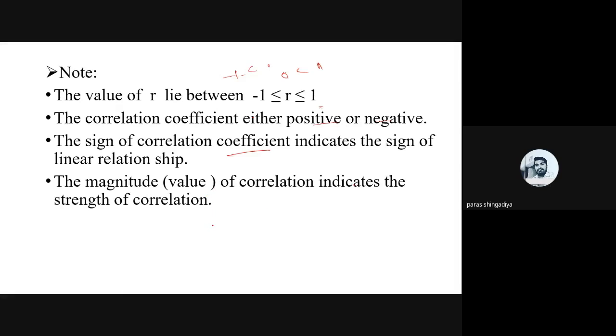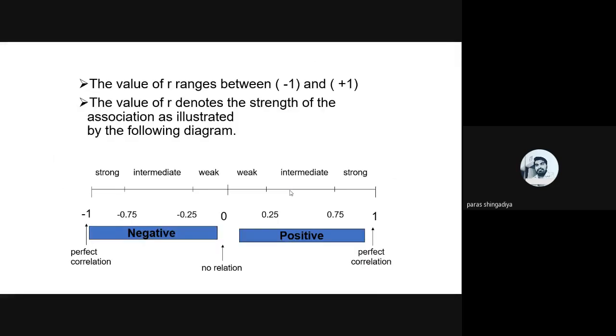Magnitude means the value of the correlation indicates the strength of the correlation. The answer you got also indicates the strength: weak correlation, intermediate correlation, strong correlation. If we get r equal to 0.95, then it is called a strong correlation value. If we get the answer 0.25, then it is a weak correlation value. Clear?